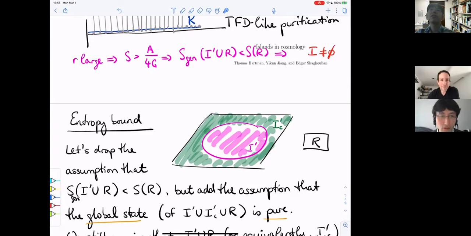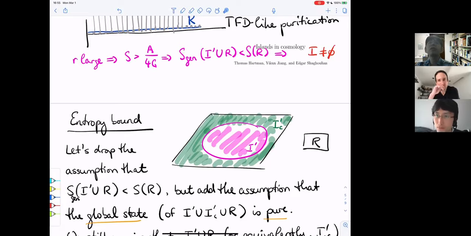Can I ask a question? Yes. If a spacetime doesn't have any horizon, are there still any examples which satisfy your condition? If the spacetime doesn't have horizons, or can you show that there are no such examples?